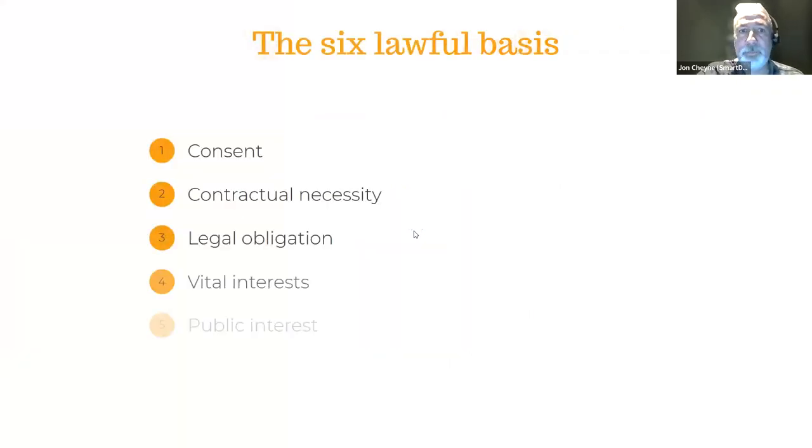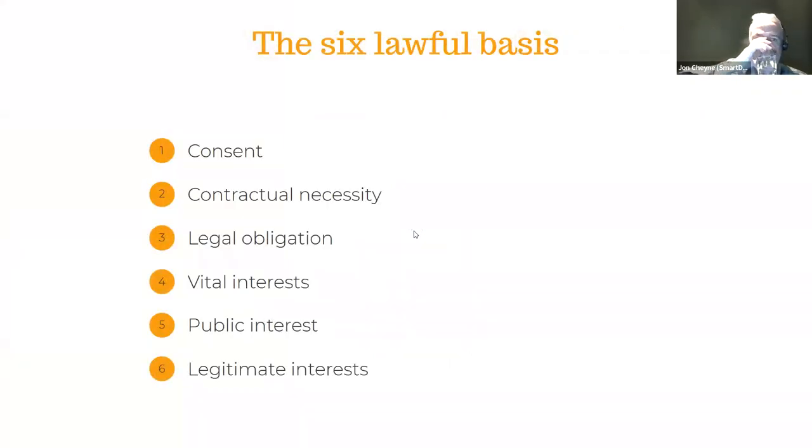So lawful basis, there are six. You can pick any of them. They're not in any particular order. There's no hierarchy. And it's just one of your jobs to figure out which of these is going to be the best with regard to the data type, with regards to interaction you're going to have with your customers and so on.